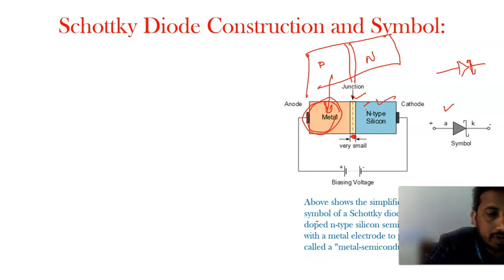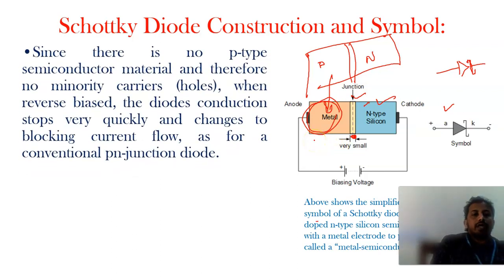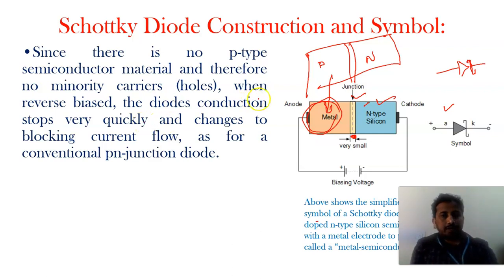This above is a simplified symbol of a Schottky diode, with a lightly doped N-type semiconductor joined with metal, and this is called a metal semiconductor junction. The junction between a metal and N-type is called a metal semiconductor junction. Since there is no P-type, only N-type is there, so there are no minority carriers at all, only majority carriers, because the P-type is absent in the construction.